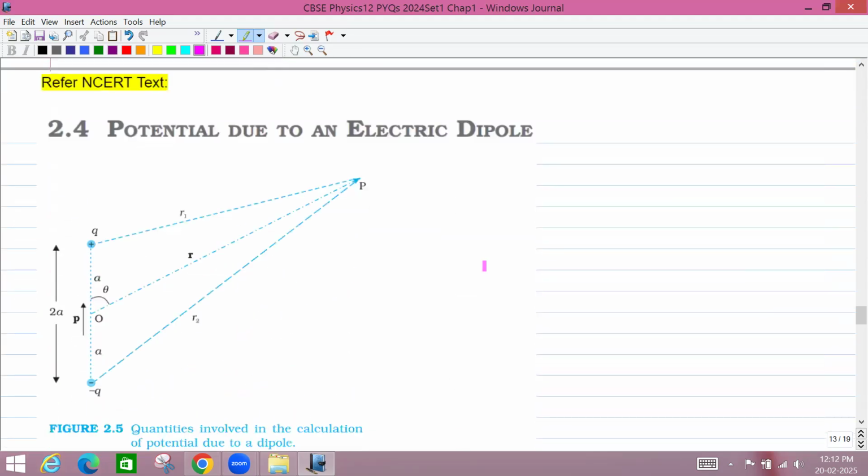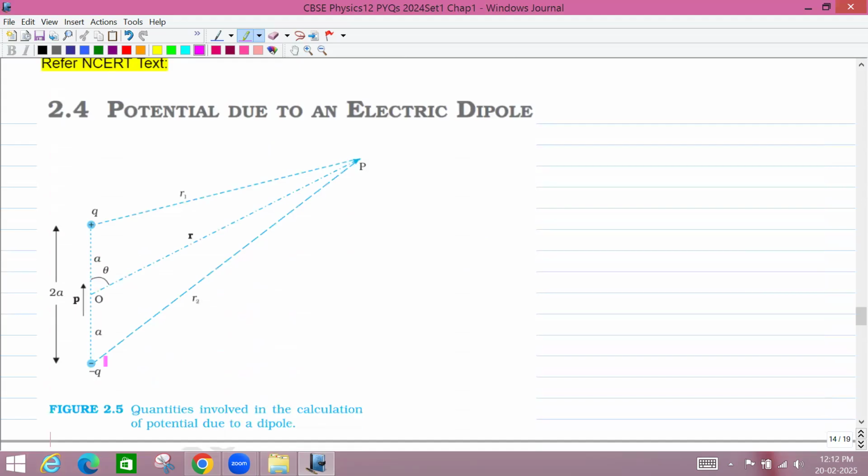So this derivation is there in the inside text. This is a dipole, minus Q and plus Q separated by distance 2a, and you have to find the potential at this point P. Let the distance of the point P from the center of the dipole be r, the distance of P from plus Q be r1, and from the minus charge, minus Q, be r2. Where r1 is less, r2 is more, and r is between r1 and r2.